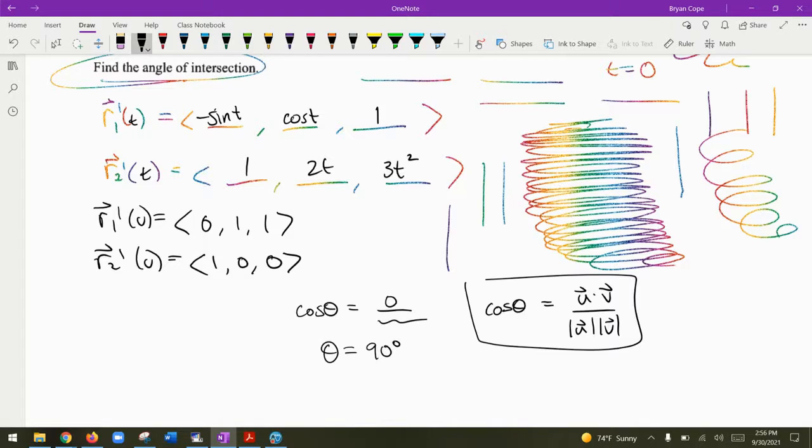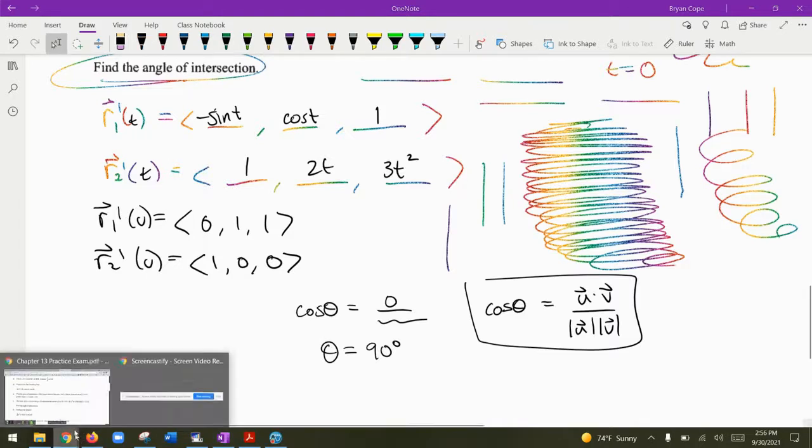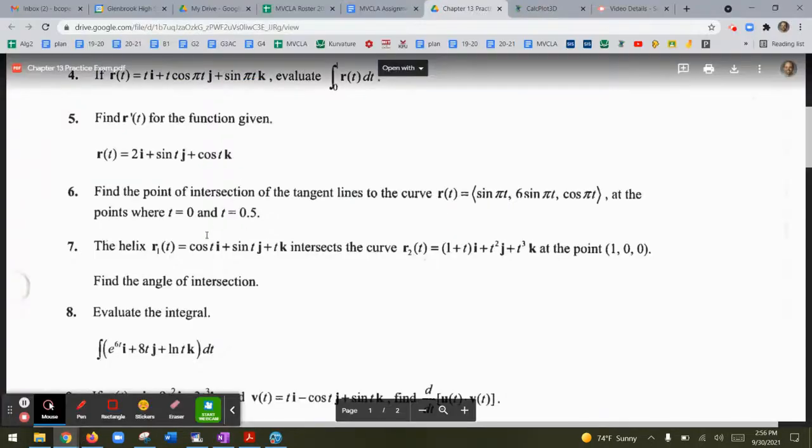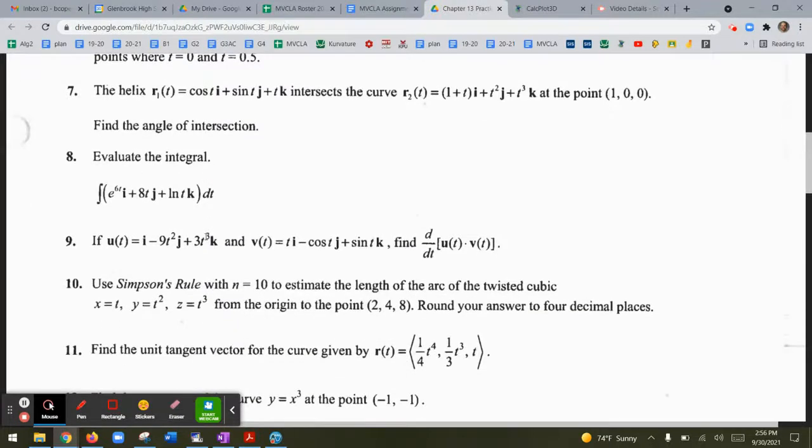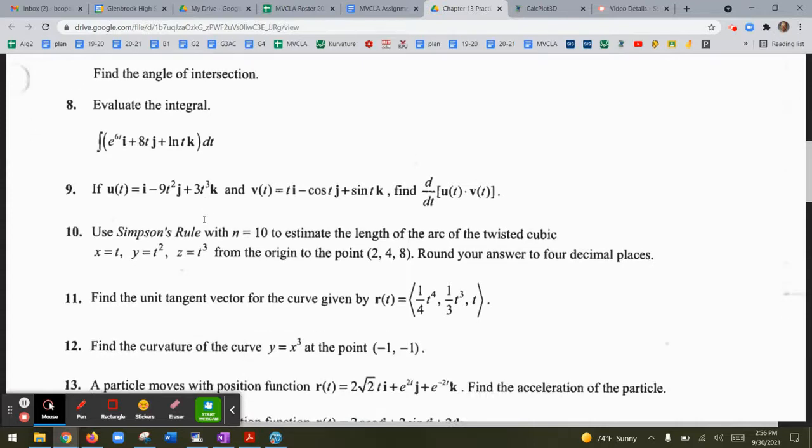Okay. All right, back to the practice test. Is 8 worth doing? No. I don't think so. Is 9 worth doing? The derivative of the dot product? It's all simple, right? You're going to first evaluate the dot product and then do the derivative, or you can use the product rule if you want. Okay. 10, I never talked about Simpson's rule. We're not going to do that. Let's do 11.